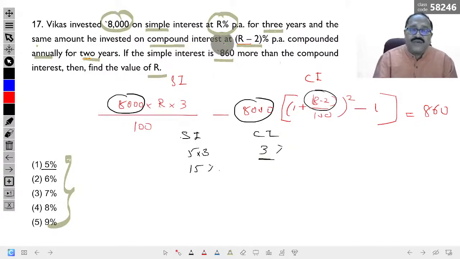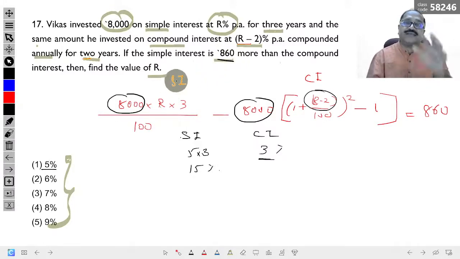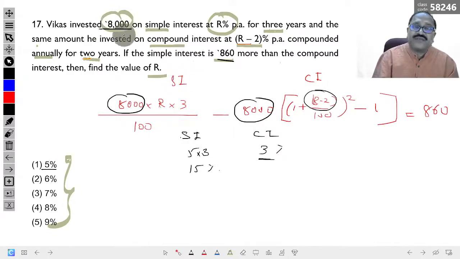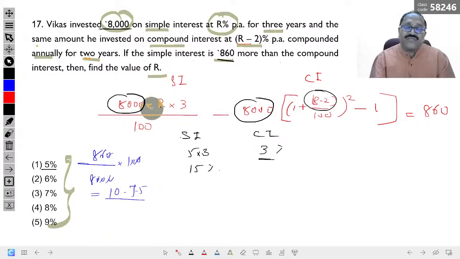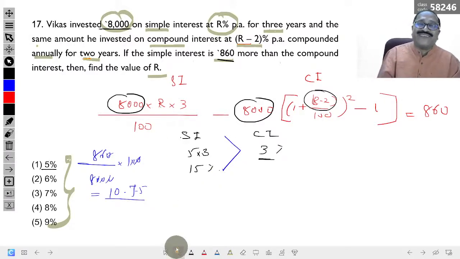But before that, what you need to understand is the compound interest is how much, simple interest is how much more? That is 860 more. What you need to do, 860 is what percentage of the 8,000? That is what you are expected to do first. So 860 is what percentage of 8,000? So into 100, I notice that these 3 zeros gets cancelled. With 8 this gets cancelled, and I'll be getting this as 10.75. That means your simple interest should be 10.75% more than compound interest.